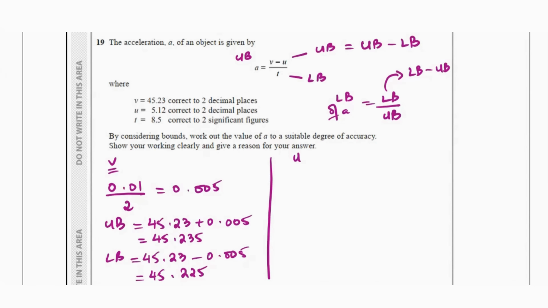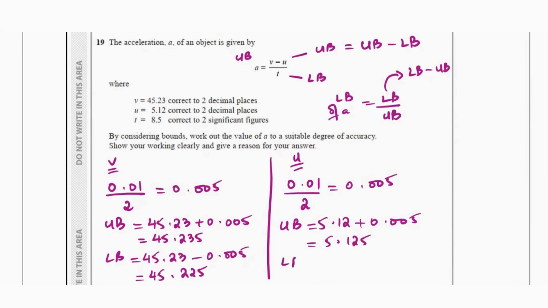Now we repeat the same steps for u. u is 5.12 correct to two decimal places. Again, two decimal places is 0.01, so 0.01 divided by 2 is 0.005. The upper bound is going to be 5.12 plus 0.005, which is 5.125. The lower bound is going to be 5.12 minus 0.005, which is 5.115.